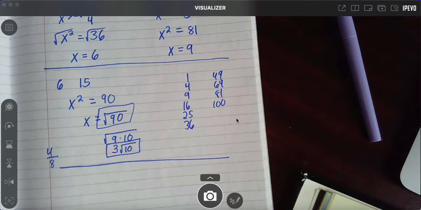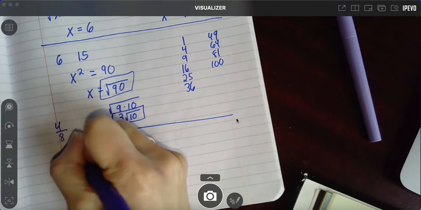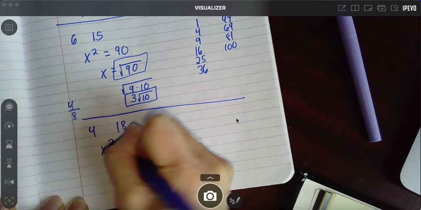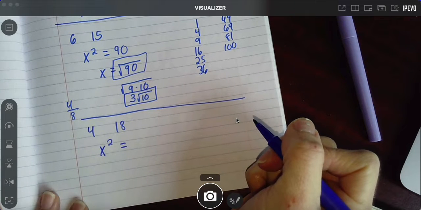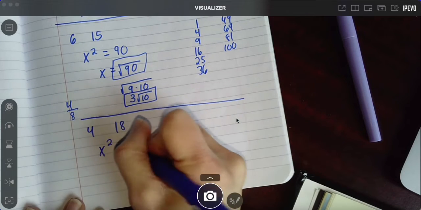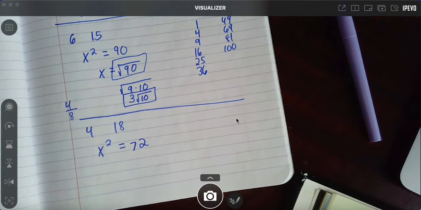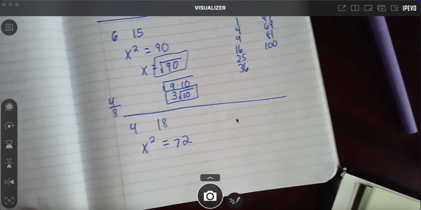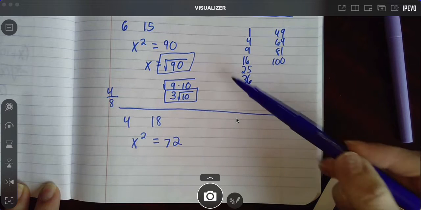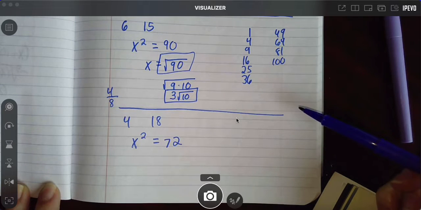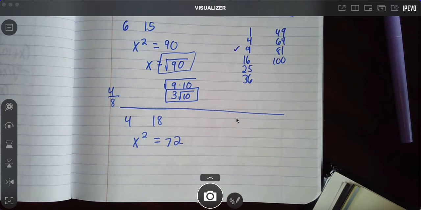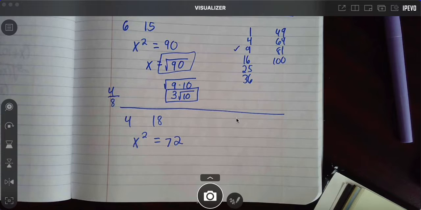What do 4 and 18? Those are your two numbers, 4 and 18. Well, what is 4 times 18? 72. Okay. Is 72 a perfect square? No, it's not. So is there a number over here that goes into 72? But is there a bigger number that goes into 72? You want to find the biggest one.